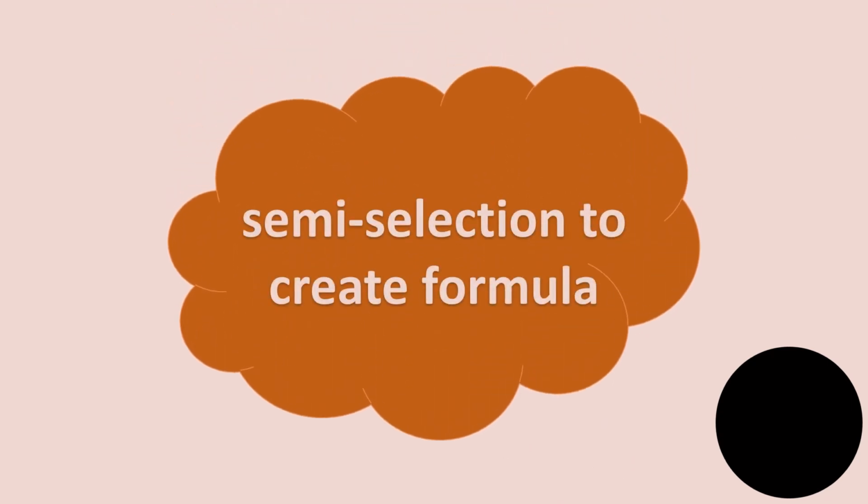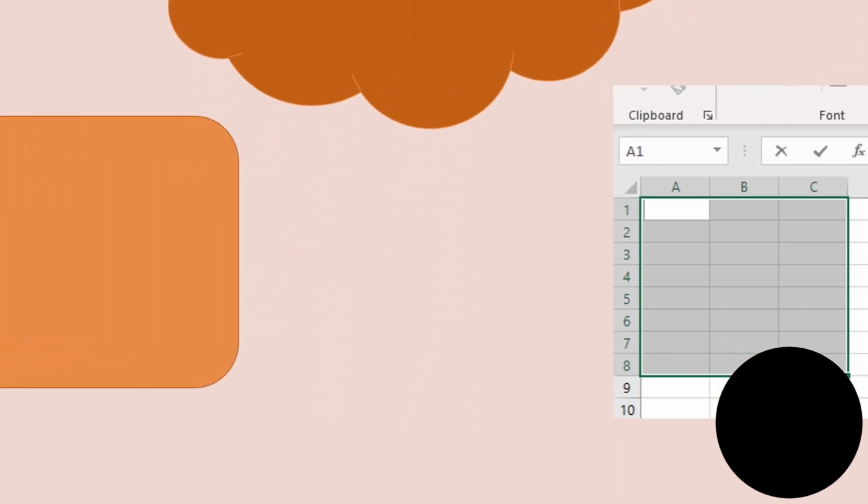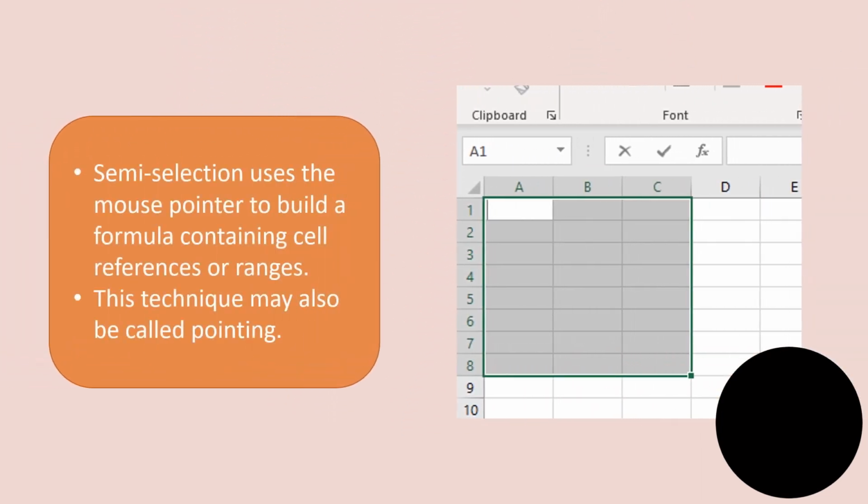Semi-selection to create formula. So first, what is semi-selection formula? Semi-selection formula is a pointing process where you click or drag to select cells to add cell references to a formula. So semi-selection uses the mouse pointer to build a formula containing cell references or range. This technique may also be called pointing.